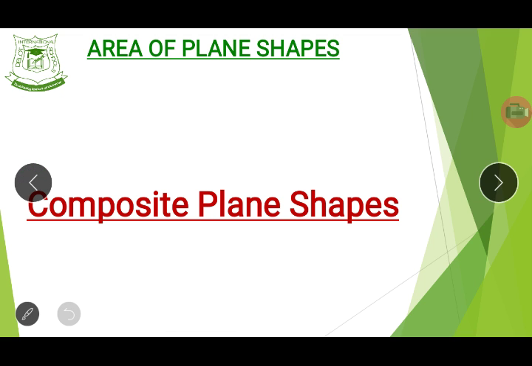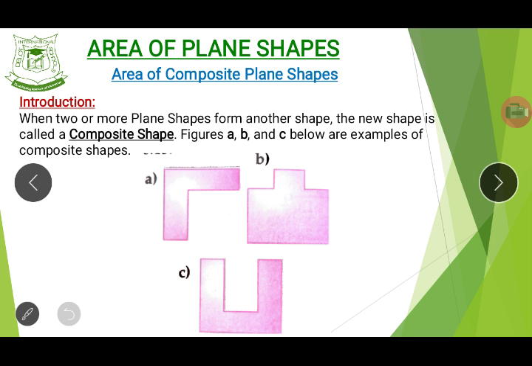So moving on to composite plane shapes. That's all about the circle. That is all we can do about the circle in today's work. I would like you to continue to study on your own and learn more about working with the area of a circle. Now look at the composite plane shape. When two or more plane shapes form another shape, the new shape is called a composite shape. It's when more than one plane shape comes together to form a new shape, that new shape is called a composite plane shape.